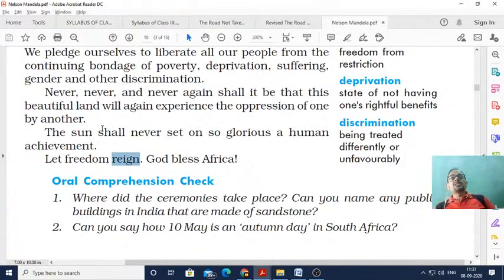Nelson Mandela is now promising his people that we shall certainly liberate you from your poverty, because if people are not liberated from their perpetual state of poverty, in that case what happens, dear students? In that case a country cannot progress, society cannot progress. Therefore it is very important for a democratic government or a democratic country to liberate its people from the perpetual state of poverty, and all kinds of deprivation and gender discrimination. That's all Nelson Mandela has promised to the people in his inaugural address.